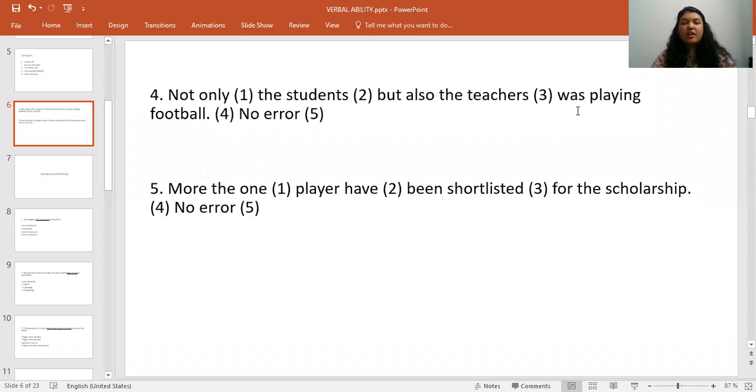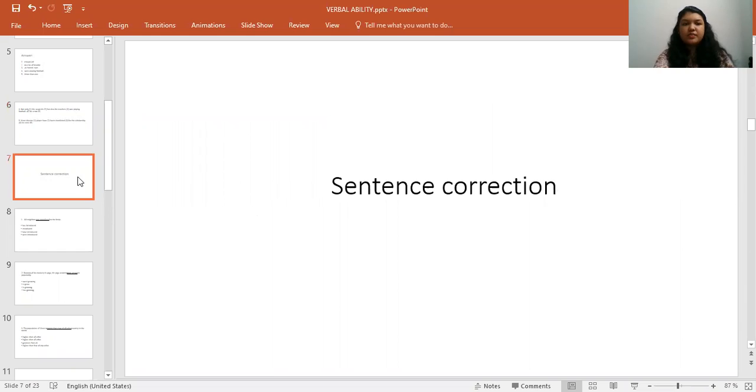I hope our exercise on spotting errors has helped you to understand how to correct a sentence where we have found an error. Now we will be moving on to the next topic, which is sentence correction. As you know, spotting errors is mainly based on grammatical errors, while in sentence correction, we will be focusing on where the sentence is wrong.